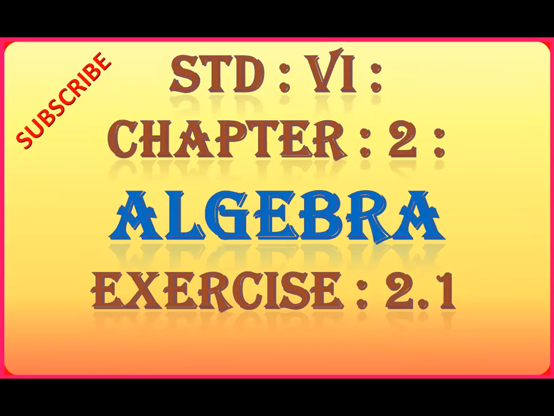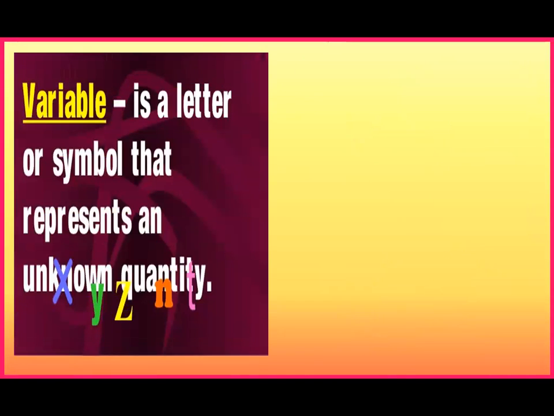Hello students of Standard 6. Today we are going to learn about an interesting chapter, Algebra, which is chapter 2 of your term 1, exercise 2.1. To make it very simple for you, what is algebra? Algebra is a branch of mathematics that deals with variables and numbers. Variables are nothing but a letter or symbol that represents an unknown quantity. Here we use small letters a to z as variables.